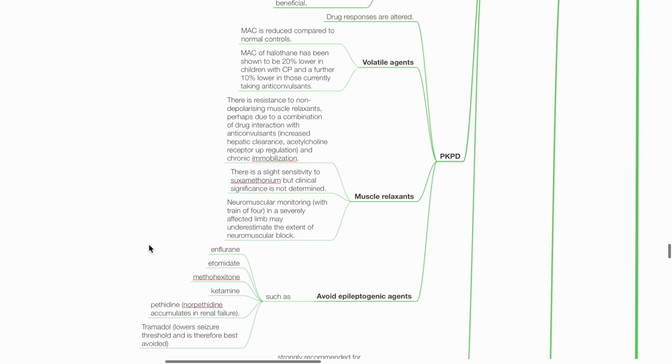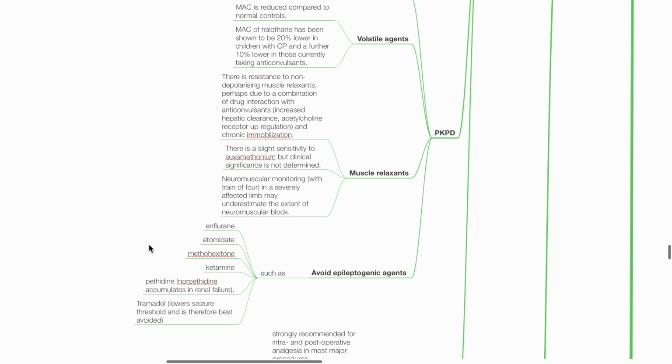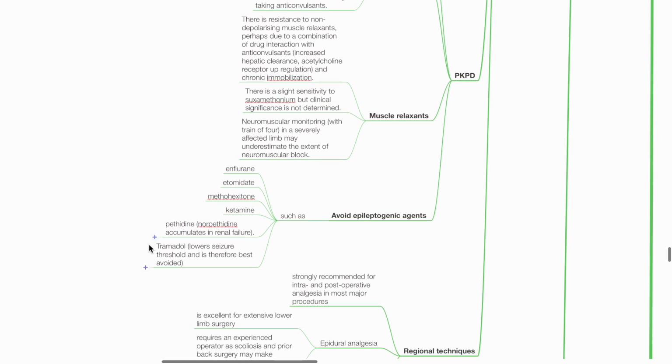perhaps due to combination of drug interaction with anticonvulsants and chronic immobilization. There is slight sensitivity to suxamethonium, but clinical significance is not determined. Neuromuscular monitoring in a severely affected limb may underestimate the extent of neuromuscular block. Avoid epileptogenic agents such as enflurane, etomidate, methotrexate, ketamine, pethidine, and tramadol.